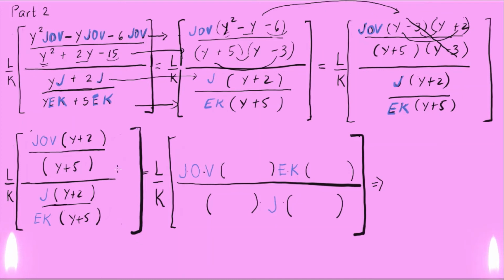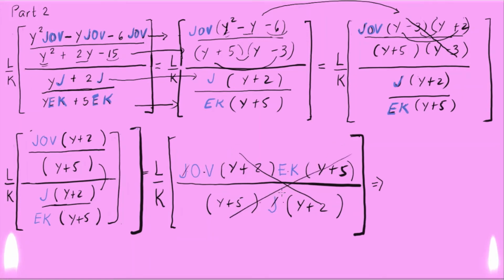In simplifying this complex fraction, we can use this technique, outer times outer. That's JOV times y plus 2 times ek times y plus 5, all over inner times inner, which is y plus 5 times j times y plus 2. Let's cancel out the common factors, y plus 2 and y plus 5, j is also common, and k. And that leaves us this hidden message for Part 2. Let's go see Part 3.